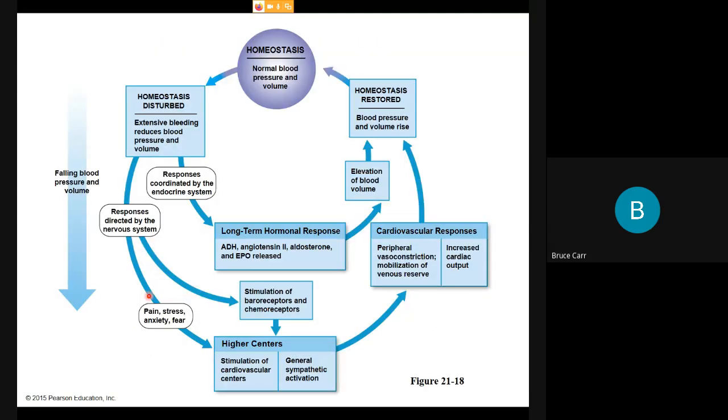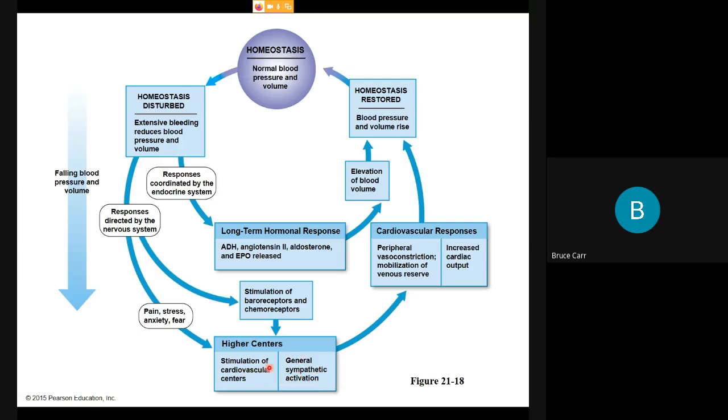So I really do like these summary diagrams. Here's falling blood pressure and volume from hemorrhage. You can see the bleeding has reduced the blood pressure and blood volume. And here are our 2 responses. Our short-term response is directed by the nervous system. We are going to experience pain, anxiety, and fear. We're basically going to get sympathetic stimulation out of that, the fight or flight reaction.